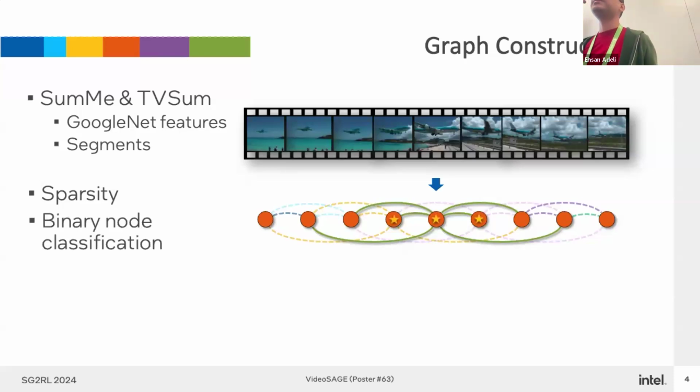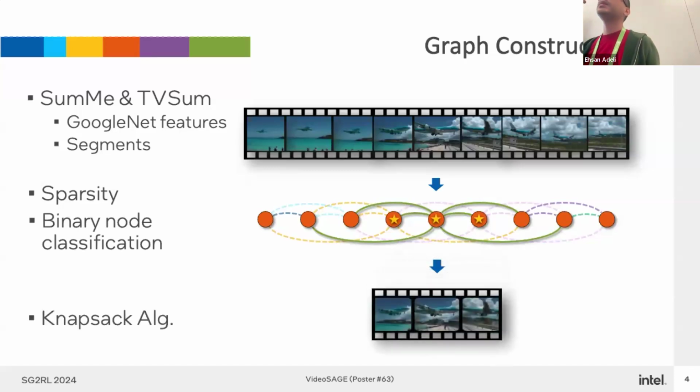So then what you need to do is to define the task as a binary node classification problem, where you have to say which frame is important, which one is not, which one is worth going to the summary, and which one shouldn't go. At the end, you are going to have an importance score for every frame, so you calculate an average for every segment, and then you can use the knapsack algorithm to choose the segments that are going to be in the summary in order to maximize the total importance of the summary video. And the summaries are going to be 50% of the length of the original video.